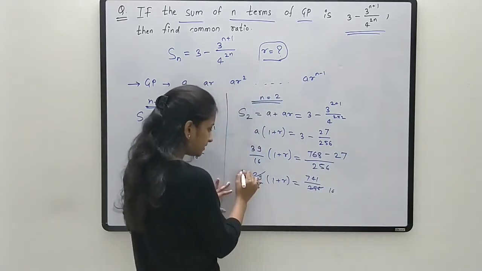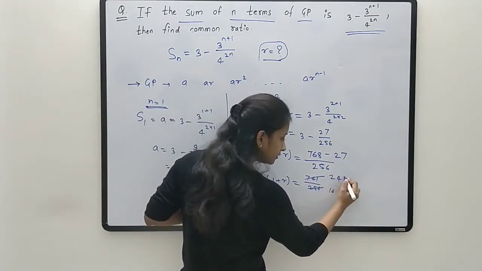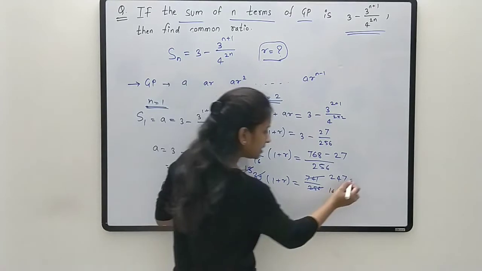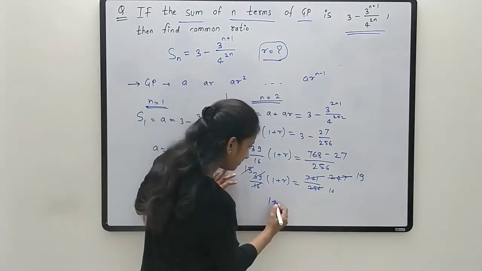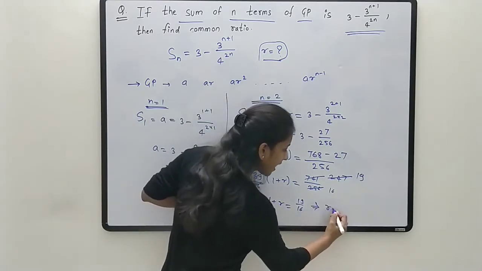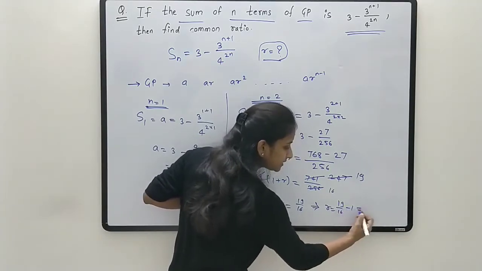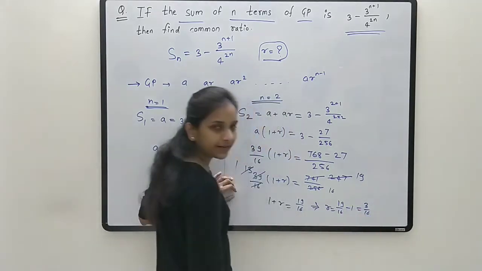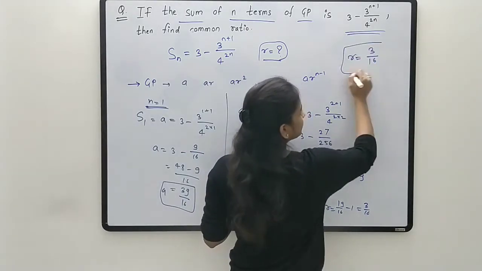So this is 13 threes are, so this is 2, 4, 7. Now 13 ones are, this is 13 ones are and 19. So 1 plus R is equal to 19 by 16. So what is the value of R? 19 by 16 minus 1. This is 19 minus 16, 3 by 16. Right? So common ratio R is 3 by 16.